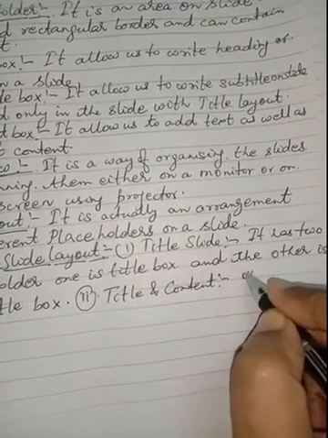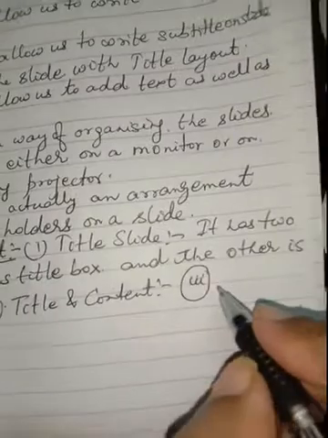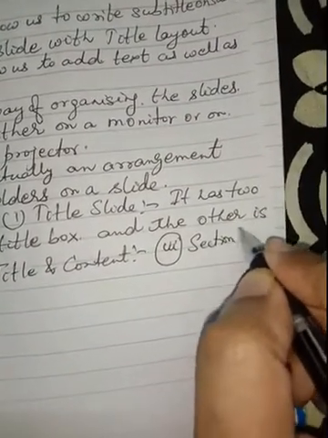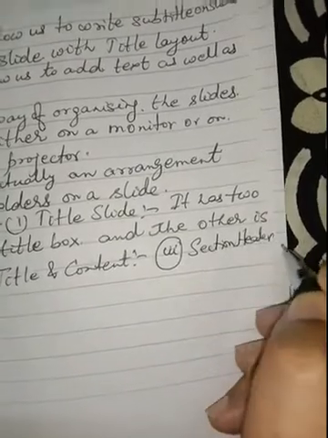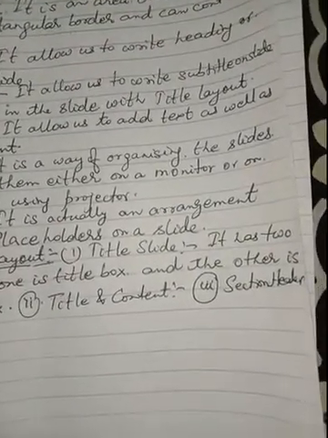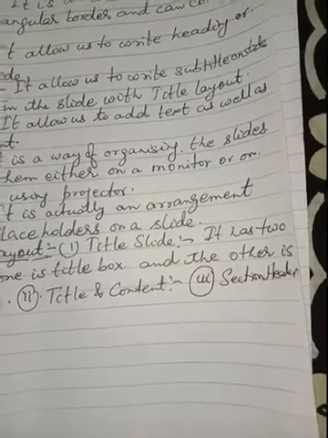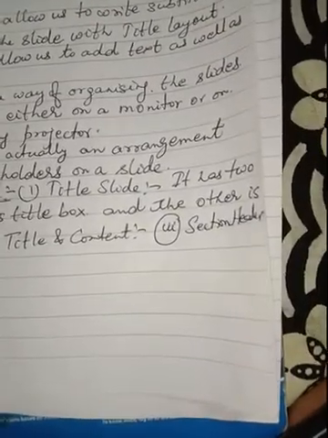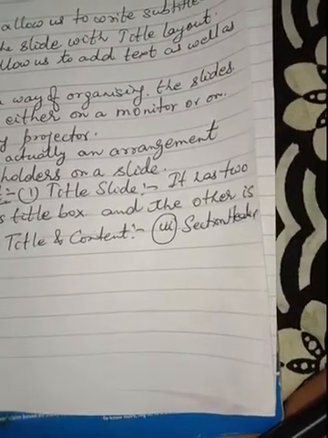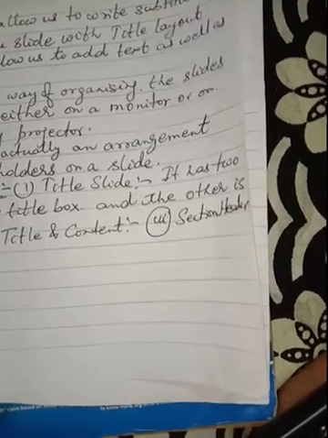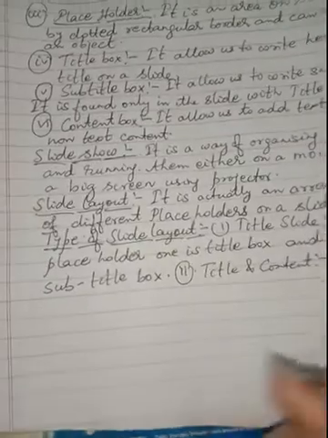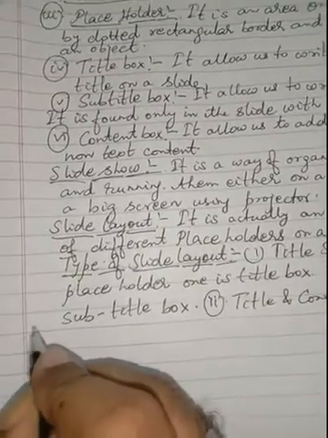Now the third type of layout that we are going to have is the section header. The section header contains two text boxes. One is for writing the title and the other is for the text of the slide. So the section header generally consists of two boxes: one for the title of the slide and the other for the text that is to be displayed on the slide. So this is the section header.